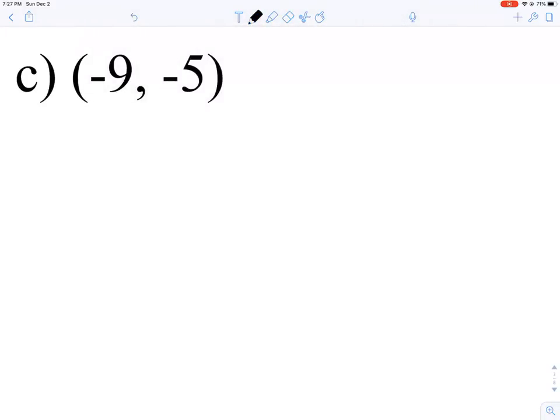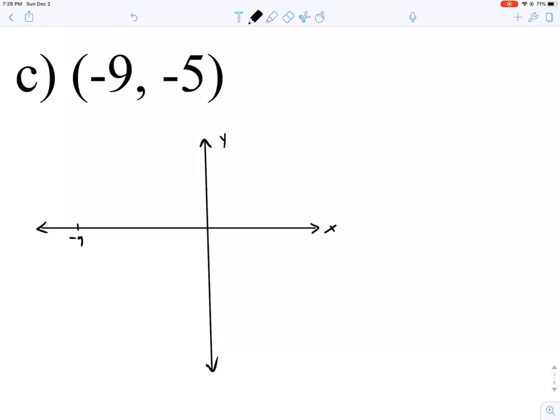So -9, -5, that's quadrant 3. So I'll draw my xy plane. Okay, if this is -9, -5. Okay, so in standard position, the initial side of theta is on the positive x-axis, and then the terminating side of theta will pass through the point -9, -5. So this angle right here is theta.